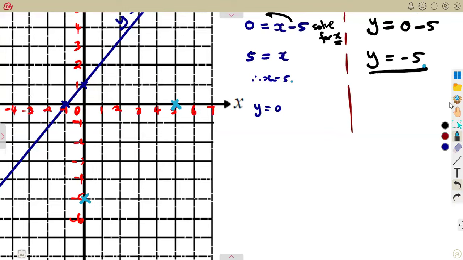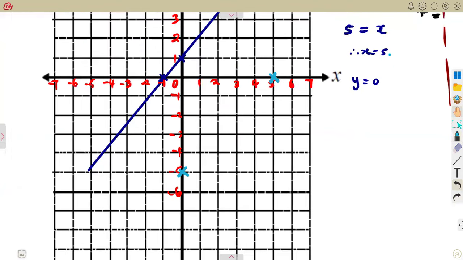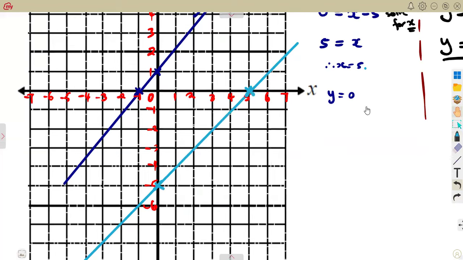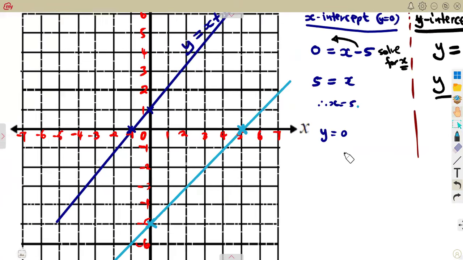X is 5. These 2 points are enough for us to draw a straight line. We are just going to join the 2 points. So like I said, guys, here we must join the line going on and on. So just something like that. Then you write the equation of the line. Y is equal to what? Y is equal to X -5.